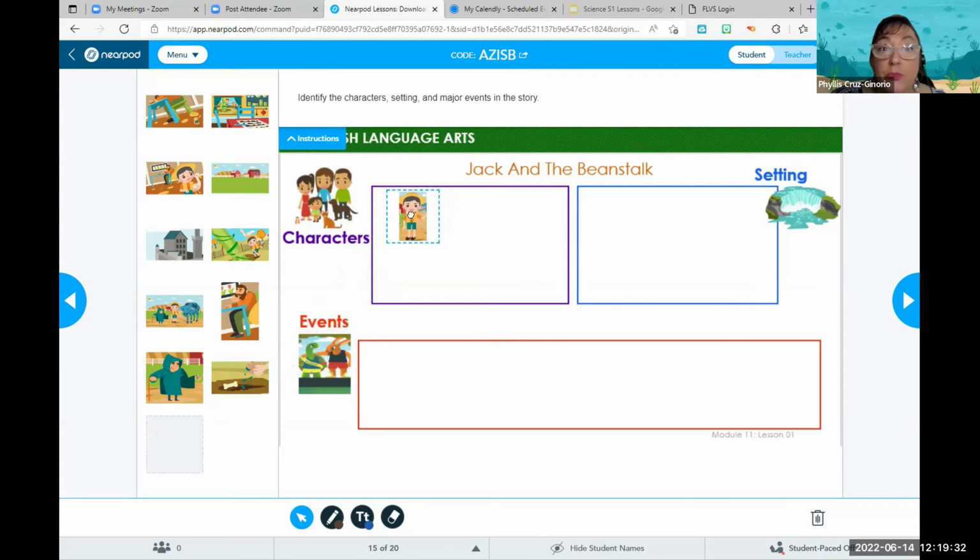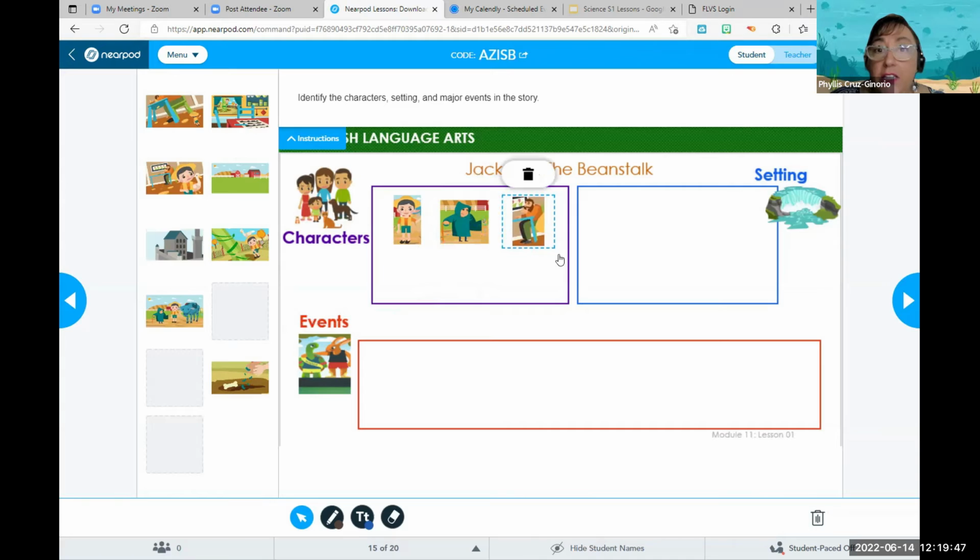All right, first character we met was Jack. Hi, Jack. The next character we met was who? Oh, they have the old man. Let's zoom in on him. And who was the last one? Oh, this was a zoom in on the giant. He was definitely a character in the story. Didn't he chase somebody? All right, we're done.